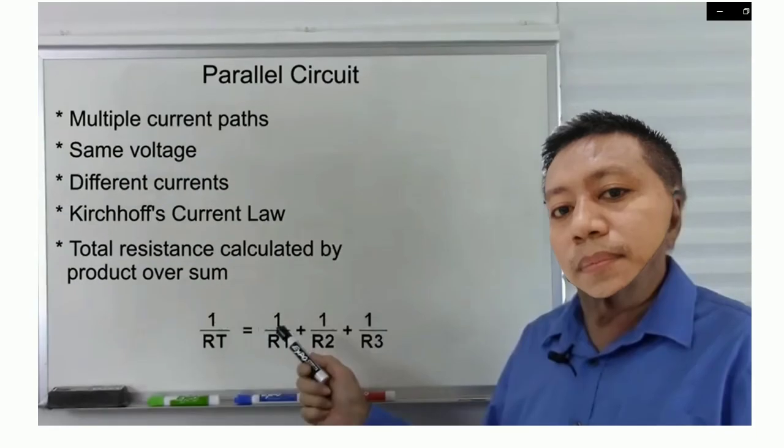In summary, so in parallel circuit, there are multiple current paths, meaning hindi pare-parehas ang current in each resistor. So ang voltage naman is kabaliktaran. There is the same voltage across each resistor. Kirchhoff's current law is applicable in parallel circuit. And to get the total resistance, pwede natin gamitin ang product over sum method or the reciprocal method.